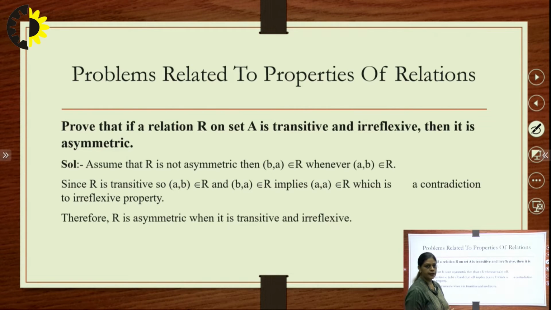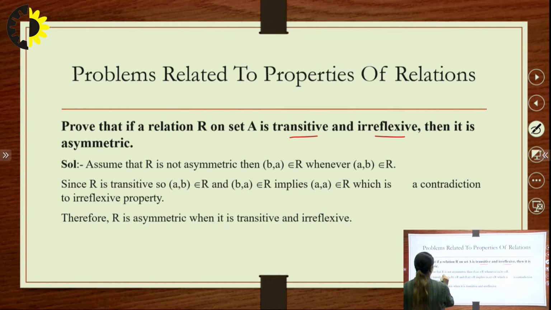Now we will discuss some of the problems related to the properties of relations. The first is: prove that if a relation R on set A is transitive and irreflexive, then it is asymmetric. So what is transitivity and what is irreflexivity? Transitivity: we have to prove that if A is related to B and B is related to C, then A should be related to C, right?